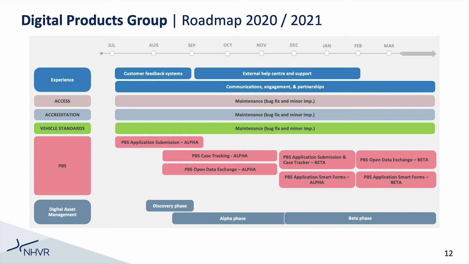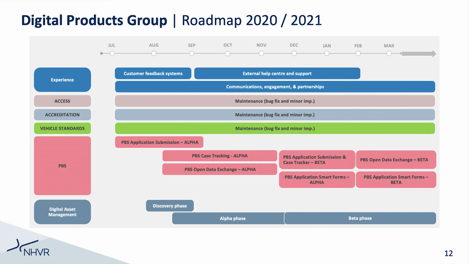So 7th of December is when we're looking to move into our beta phase for the PBS application submission and case tracker. That will involve the PBS assessors and certifiers, many of whom have already put their hands up to get involved in a bit of a playpen environment, and also take the opportunity to test some real applications going through that system before we go live, and that target is still the 29th of January.